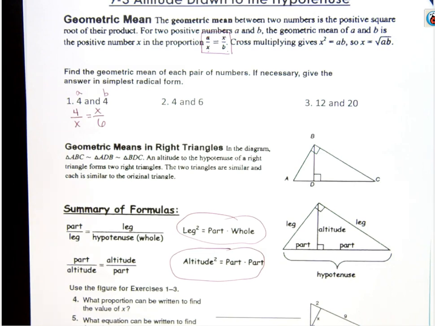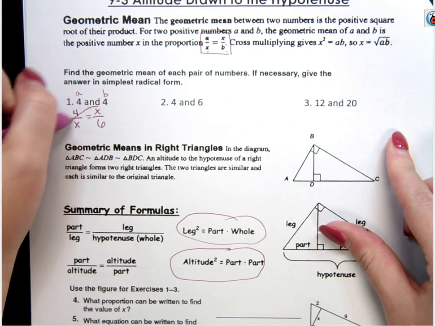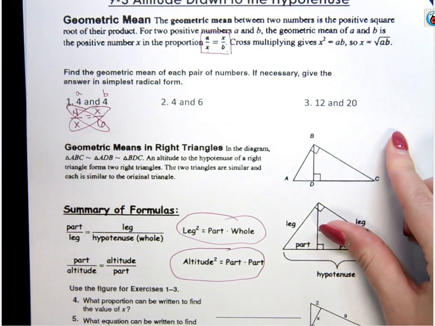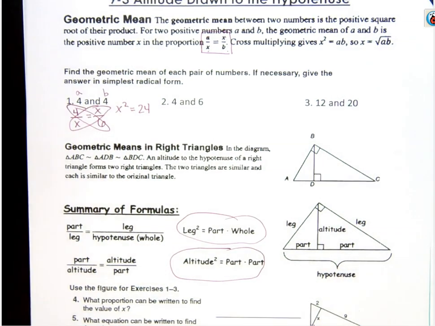Ultimately, what this does is help you find parts of triangles, parts of the side of the triangle, or that altitude of the triangle, with those formulas where you wouldn't be able to find them before. So we're going to cross multiply. You remember that, hopefully. A little butterfly thing going on here. We get x squared equals 24.